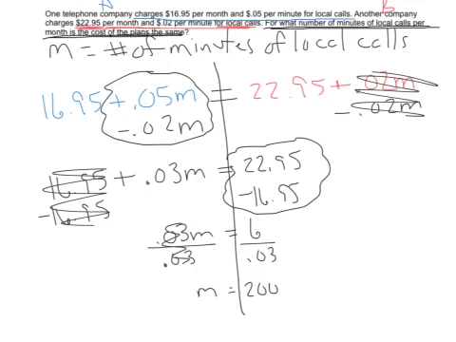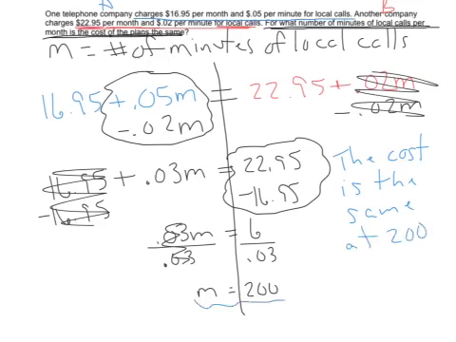Now the last step is to answer the question. So the question is, for what number of minutes of local calls per month is the cost the same? So to answer the question, we're going to say the cost is the same at, and our m equals 200. So 200, and we said m stood for number of minutes, so at 200 minutes.